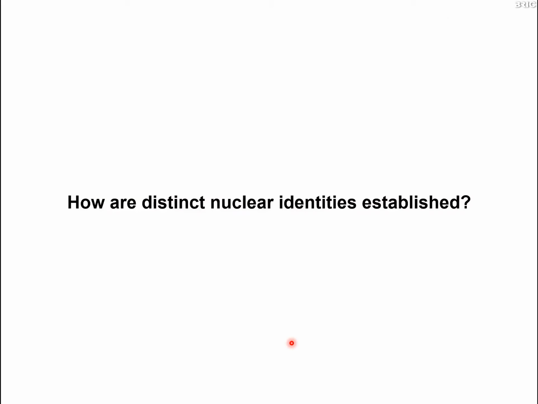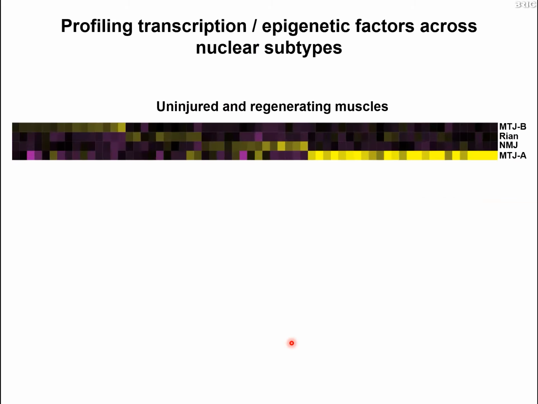This is still an open question and will be the focus of future studies. But what I believe is that it is primarily regulated by different activities of different transcription factors. So when we profile the gene expression level of transcription factors and epigenetic regulators across our data set, you're able to see enrichment of different factors in different nuclear subtypes.